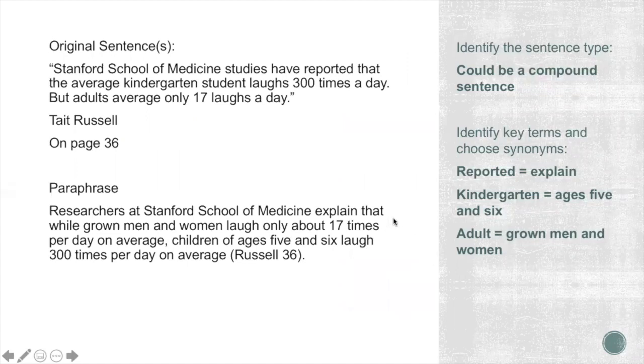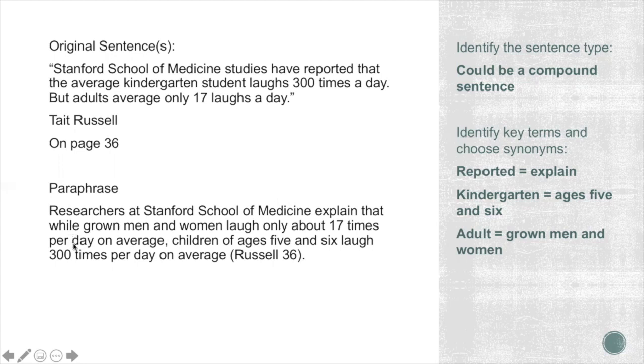Researchers at Stanford School of Medicine explain that while grown men and women laugh only about 17 times per day on average, children of ages 5 and 6 laugh 300 times per day on average. And then I have the author's name and the page number. So something that I want to point out to you is that I used the word while. That makes this a complex sentence. Originally, the sentence had the word but, and so I saw this as a compound sentence. I wanted to create a complex sentence instead with the word while.